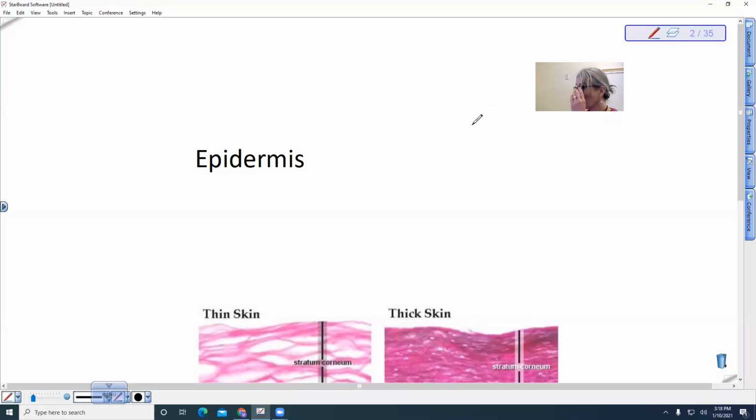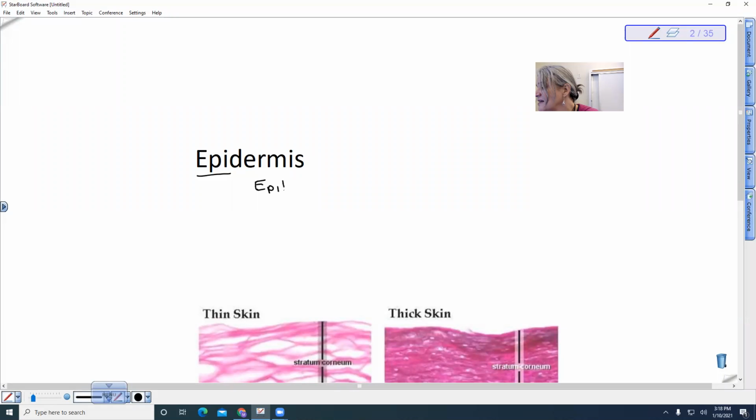Okay, so let's look at the epidermis. If we break this word down, epi is a root that means upon. And so this means that it is a layer of tissue that is upon the dermis. So the dermis is underneath the epidermis. The epidermis is what is found on the surface of your skin, and it is epithelial tissue.